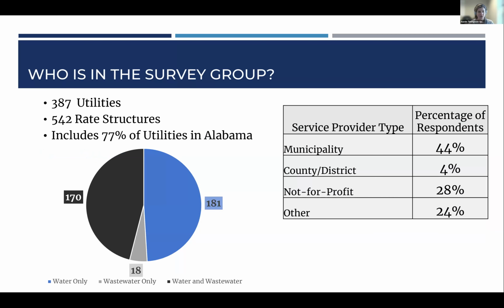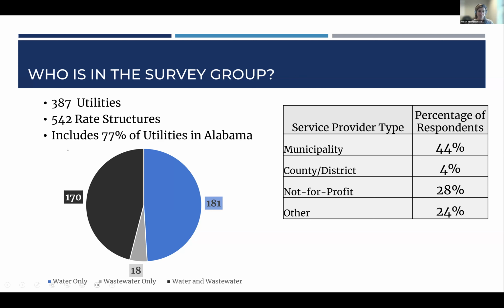All right, so to start, who was in the survey group? I'm talking about the most recent iteration of the Alabama Water and Wastewater Rates Dashboard. In that survey group, we had 387 utilities within the state of Alabama. And of those, we had 542 rate structures. Utilities often have more than one rate structure. They may have different customer classes, so they might have residential customers, commercial customers, and industrial customers, and they might have different rate structures for those different customers. That's why the number of rate structures is quite large in comparison to the number of utilities.